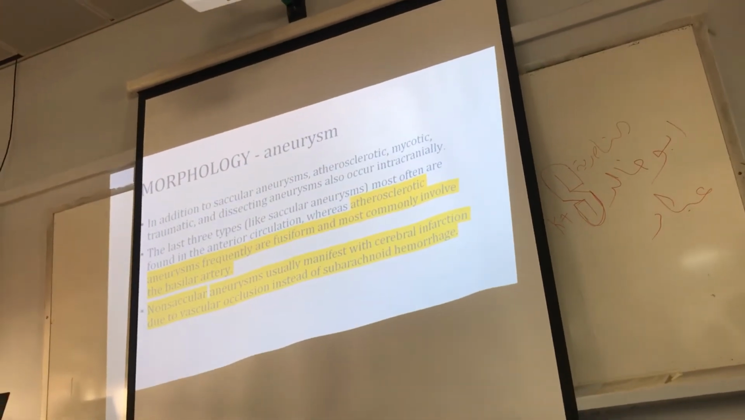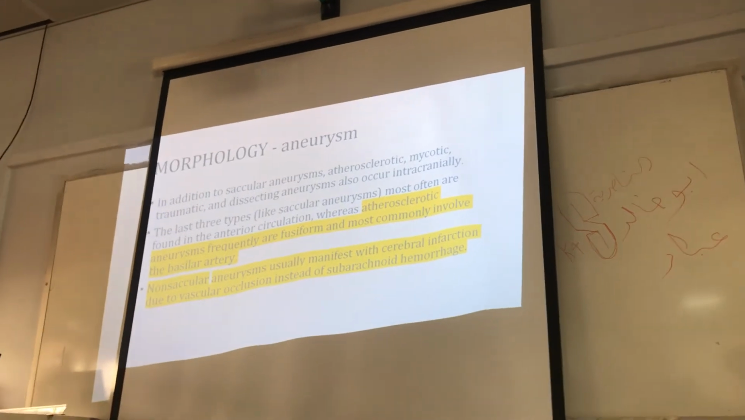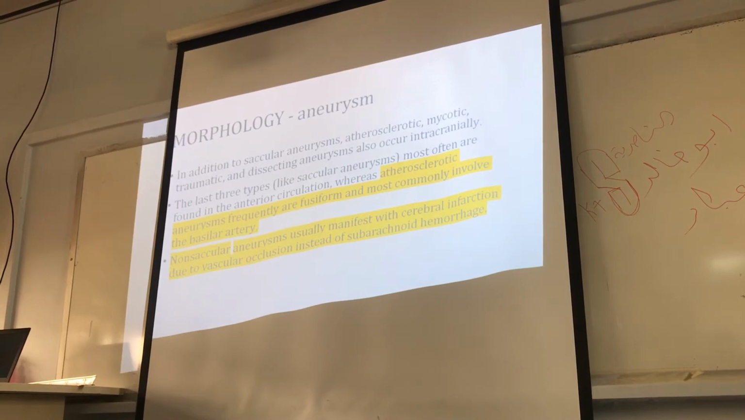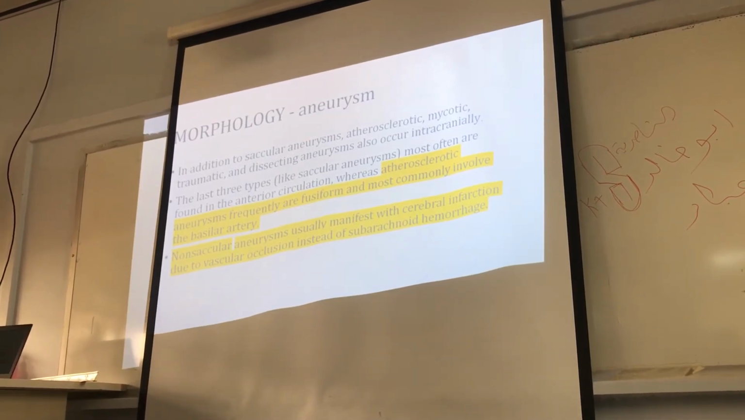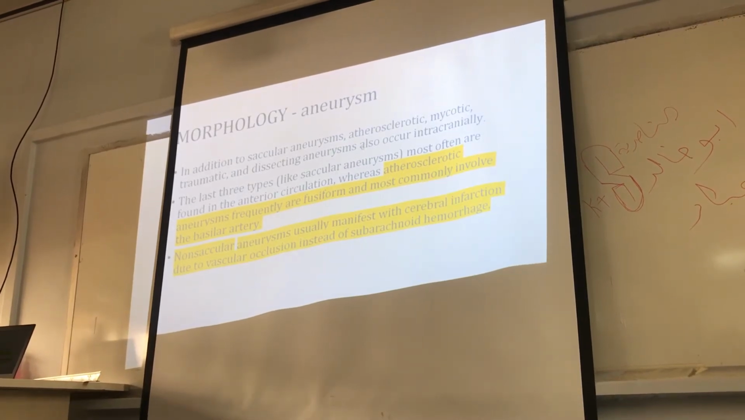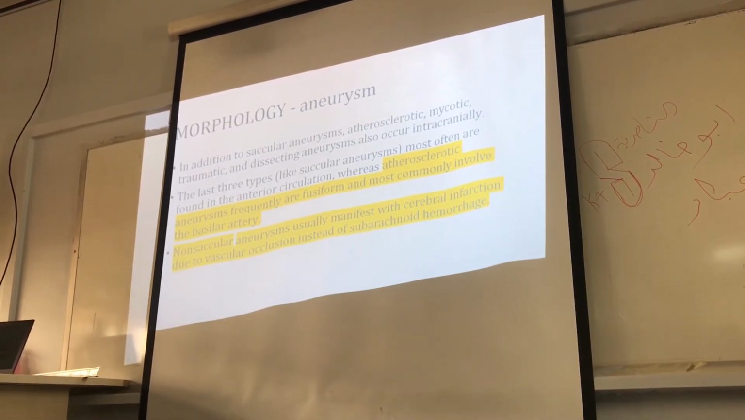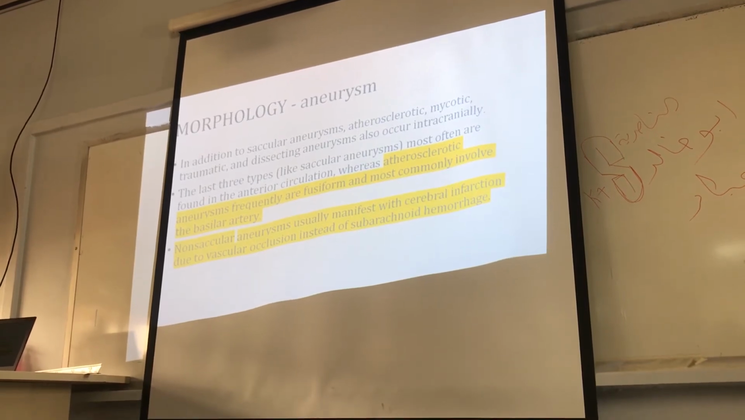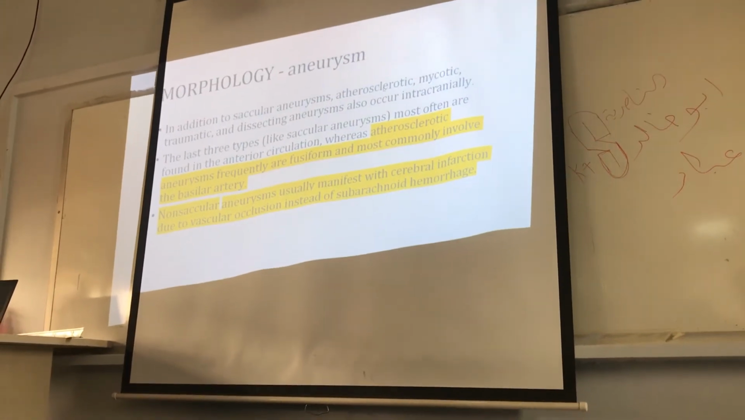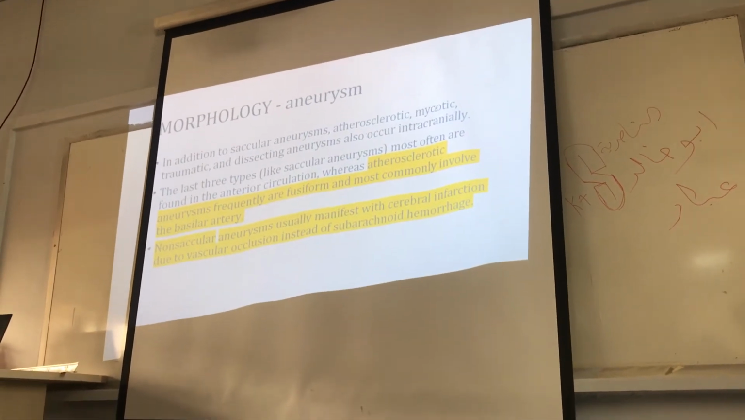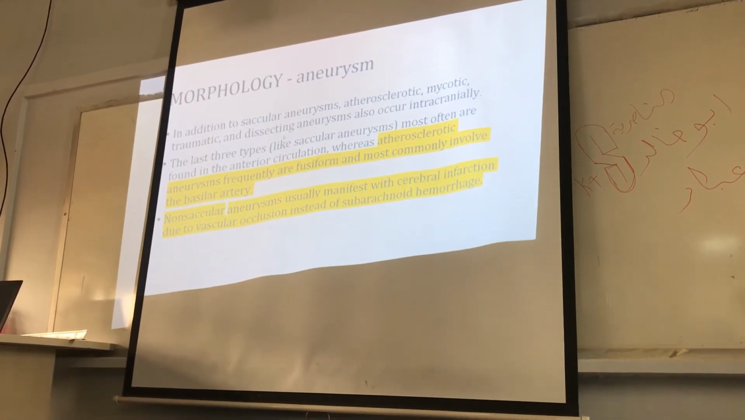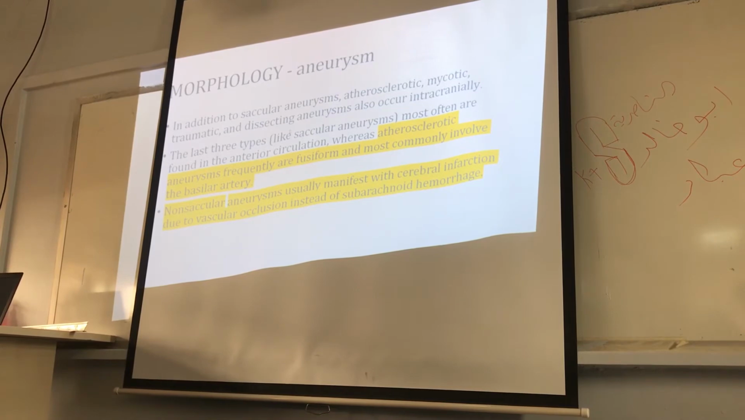So what more? We have some other aneurysms as well. For example, atherosclerotic. The most common cause of abdominal aortic aneurysm is atherosclerosis. Because of atherosclerosis there is hypertension, and that will cause aneurysm. Others are mycotic, traumatic, and dissecting. Dissecting also happens in the aorta.